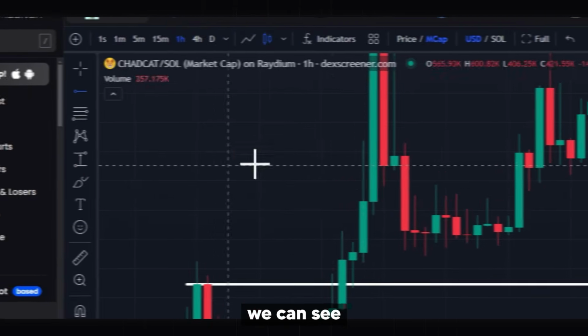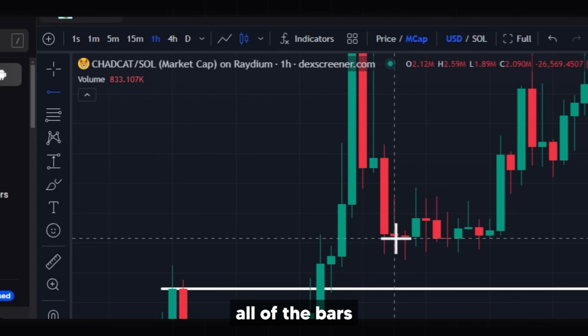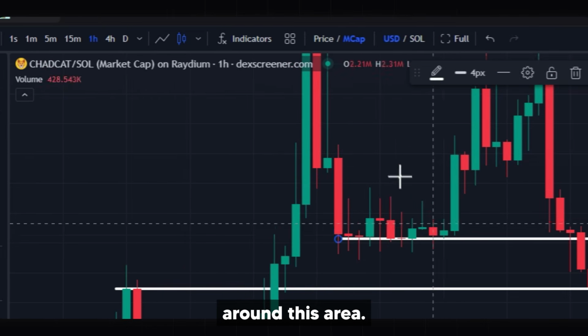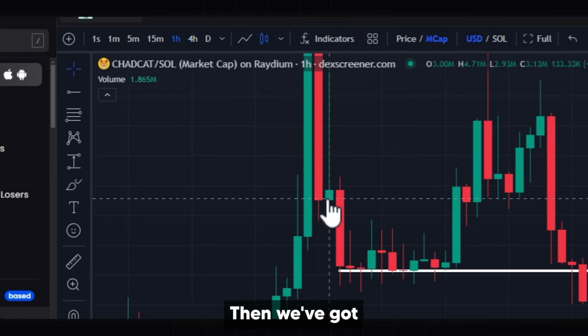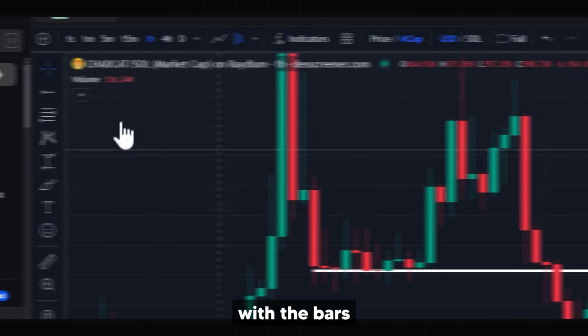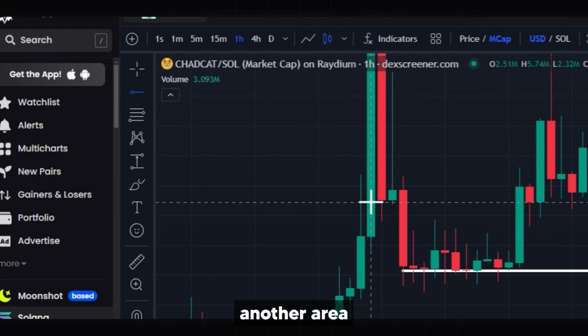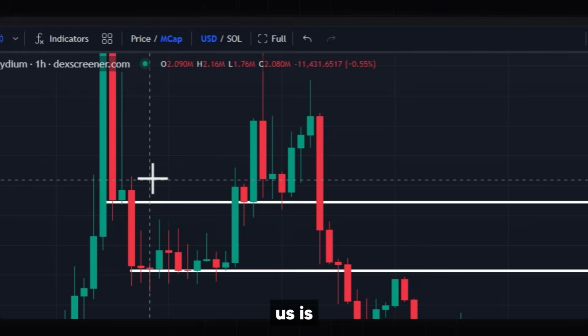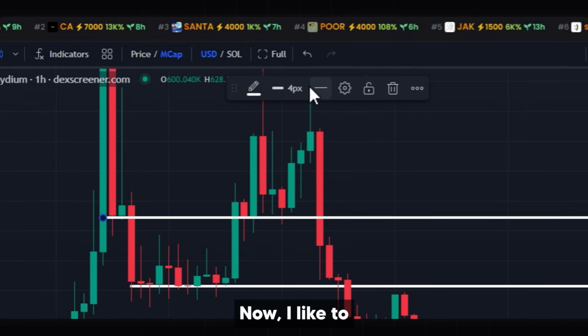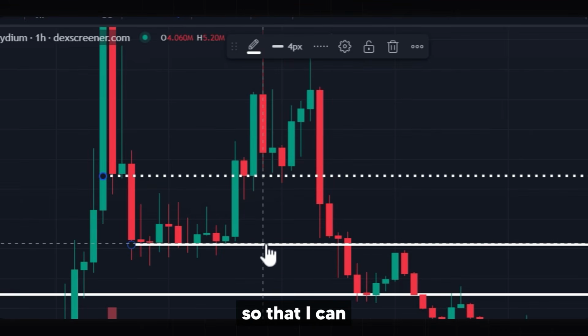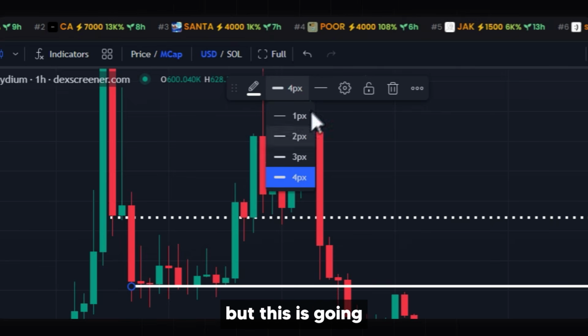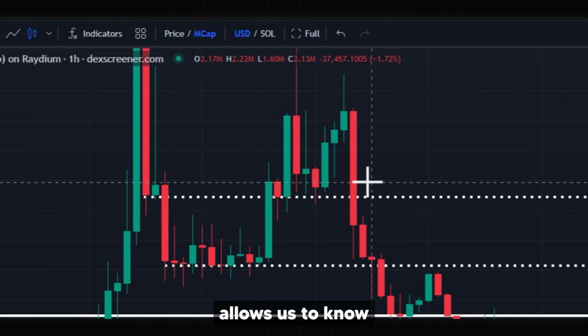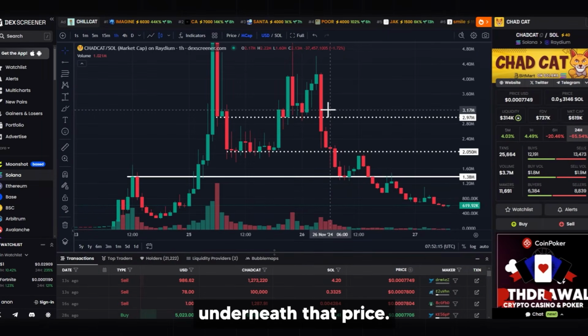So for example, taking this tool again, we can see that all of the bars seem to close and converge around this area. So that's going to be another line. Then we've got another area around here where the bars seem to close, so I'm going to place another line around here. Now, what this gives us is our support lines. I like to make these lines a little dashed so that I can see through them a little bit. This helps us know where price action needs to get supported, and if not, we sell underneath that price.